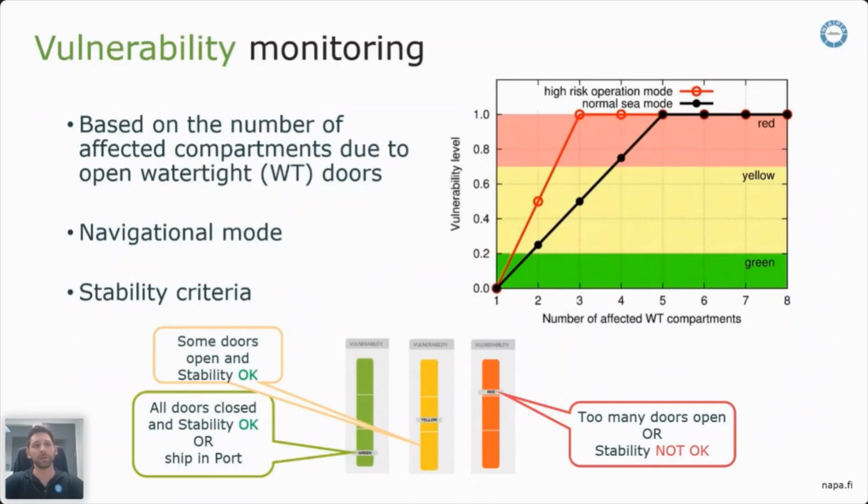The vulnerability level is calculated based on three components. First, the number of compartments which could flood due to open watertight doors, as indicated in the chart. Second, the navigational mode, which could be port, sea, or sea with risk, which, for example, could be maneuvering or a tight sea passage. Lastly, the stability criteria, which are the same intact stability criteria used in the NAPA loading computer.